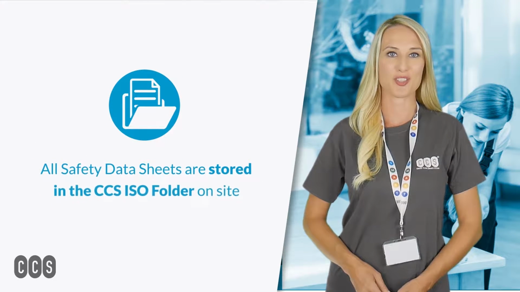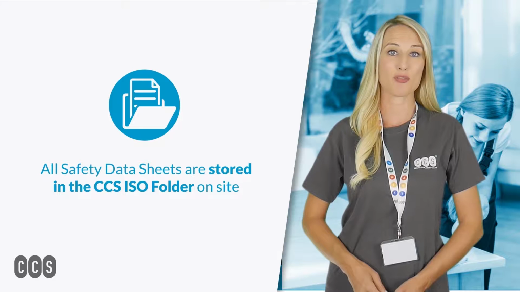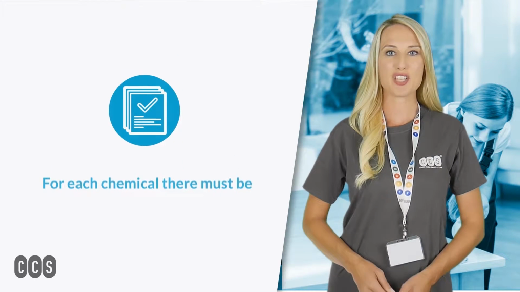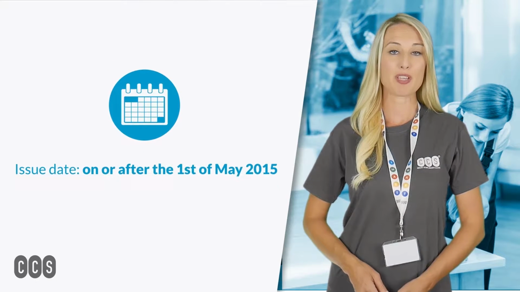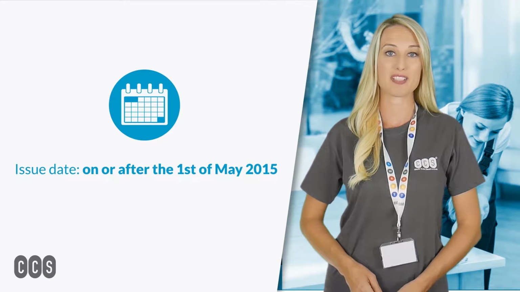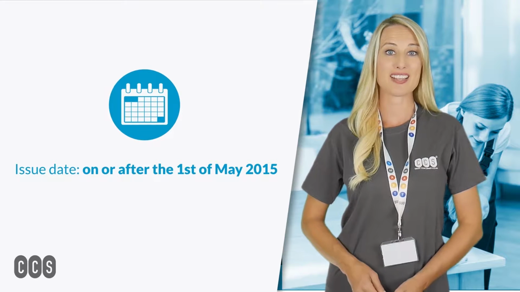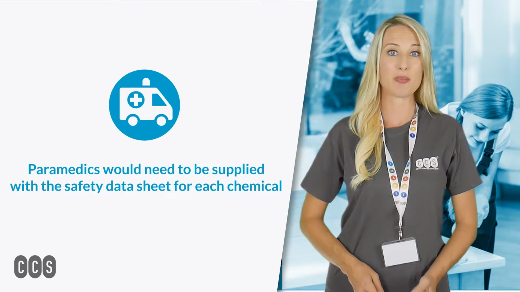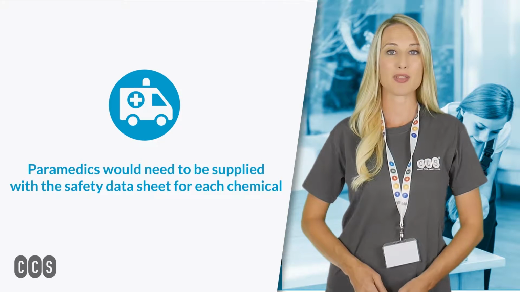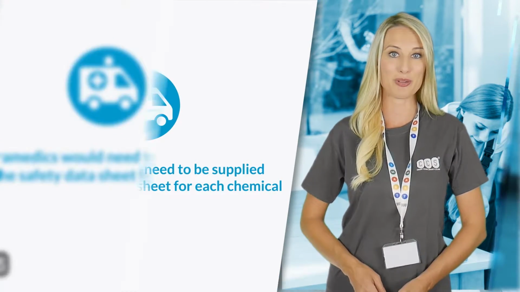All safety data sheets are stored in the CCS ISO folder on site. For each chemical, there must be a full safety data sheet. The issue date must be on or after the 1st of May 2015. Anything older than that is void. If a person needed medical attention due to contact with any chemical, the paramedics would need to be supplied with the safety data sheet for that chemical.